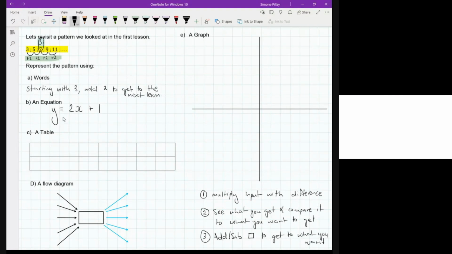Then, we're taking the same relationship, we're putting it in a table. Remember what we said? Usually what happens is our input goes on the top, and our input we label as X, and our output goes at the bottom, and our output we label as Y. Now, our input is just literally our term numbers. So we're going 1, 2, 3, 4, 5. My output is going to be 3, 5, 7, 9, and 11. That was super duper easy.